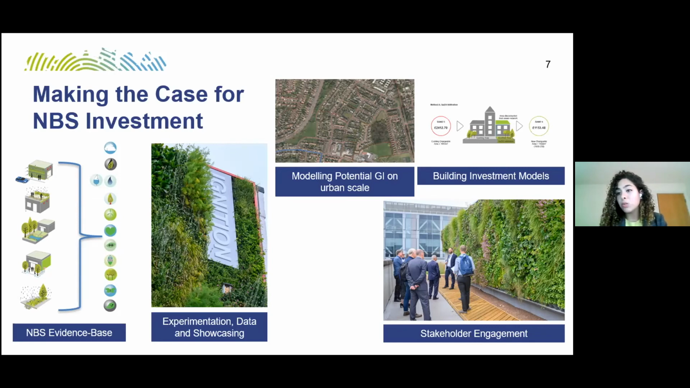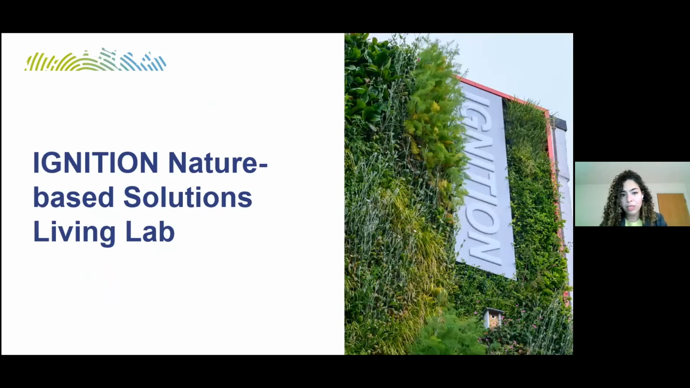And this then is related to on-ground experimentation. This is where the Living Lab comes in as well, which is providing data, providing an on-ground showcase for all these different scales. So making sure that we can provide data to support and build this investor confidence. And this takes me to the part of the project which I have been most involved in within the past 3 years. And this is basically building the nature-based solutions living lab on the University of Salford campus.